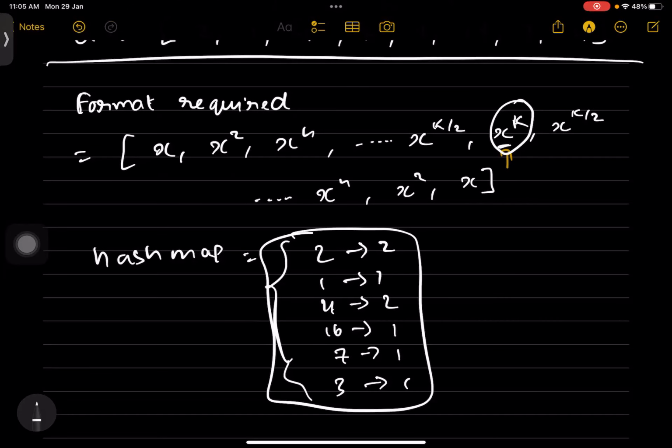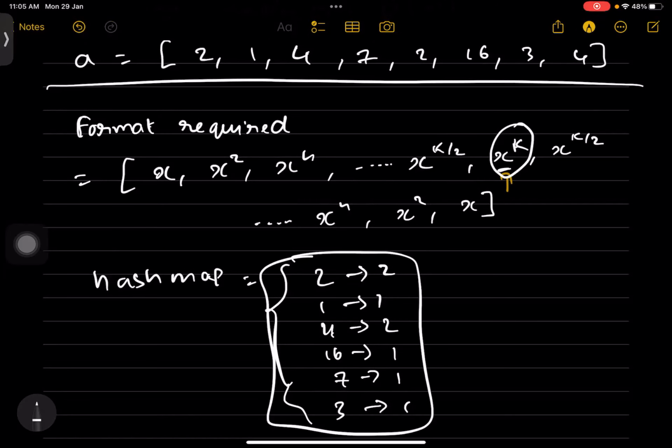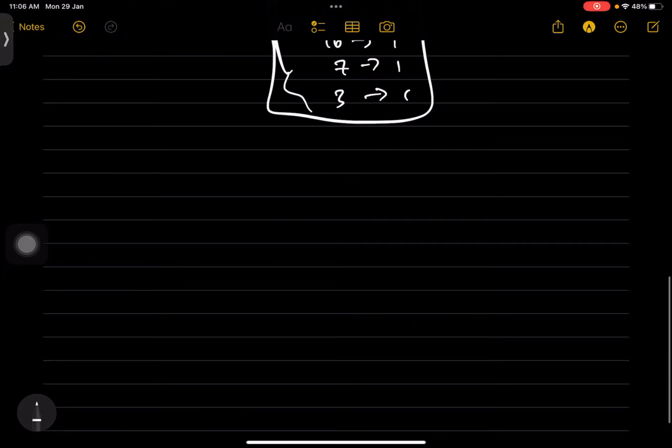Okay. Now what we do is we iterate over this array. So I'll just write this array down again. It's 2, 1, 4, 7, 2, 16, 3, 4, right? Now, when we iterate through this array, we consider every number as a possible x power k, right? So let's come at 2. Now, if 2 is a possible x power k value, then what is the maximum length of the subset that we can achieve?